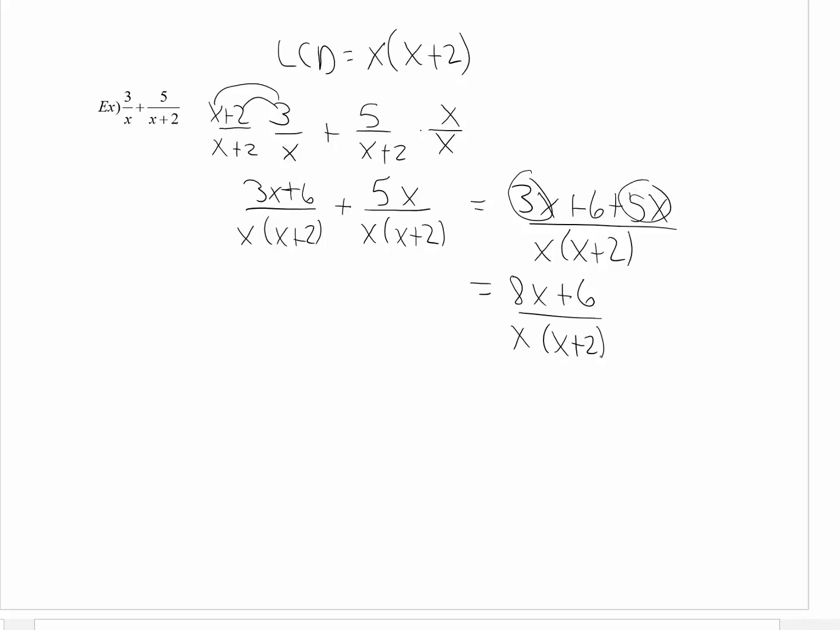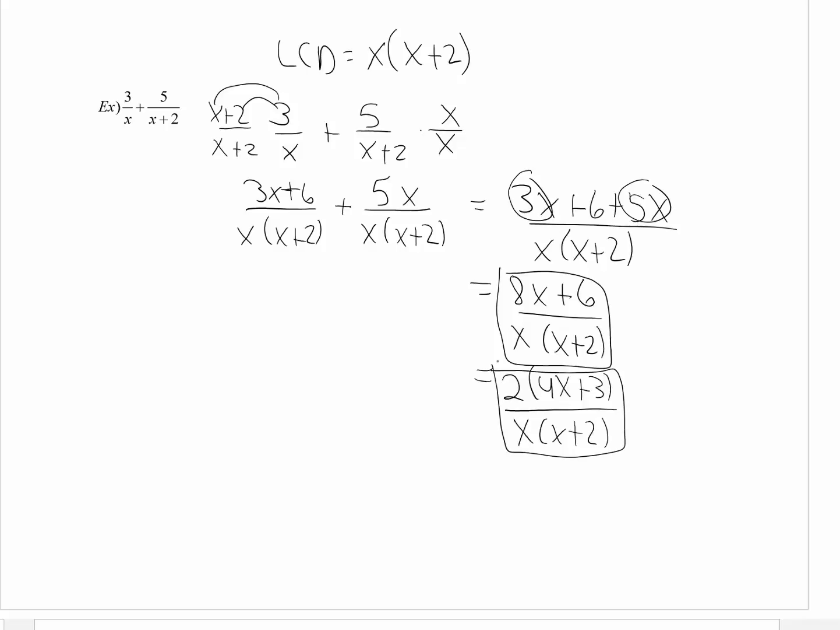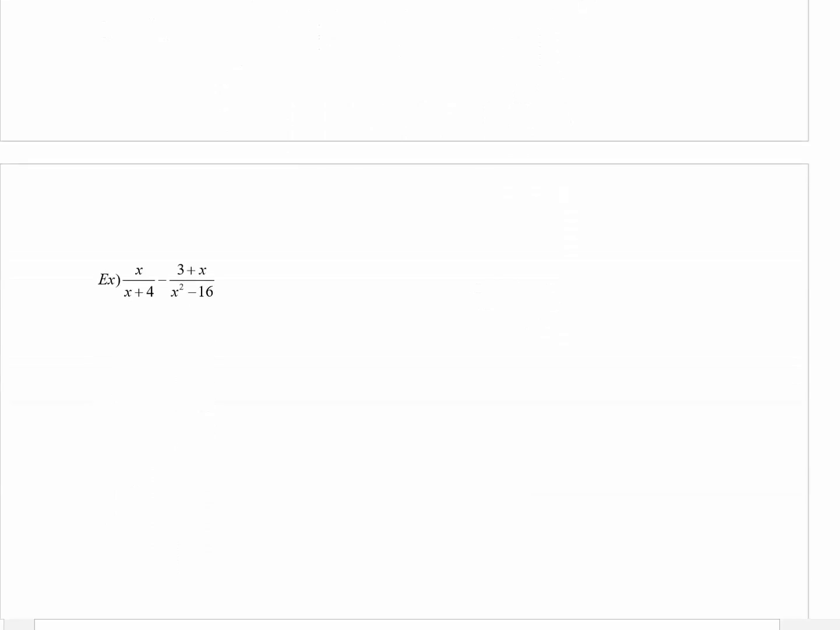Now, I will factor out a 2 from the numerator. There are no common factors I can divide out, so you can either have this answer or this answer. But you always want to factor the numerator to see eventually if any factors would divide out from both the numerator and the denominator. Okay, let's take a look at the next example then.